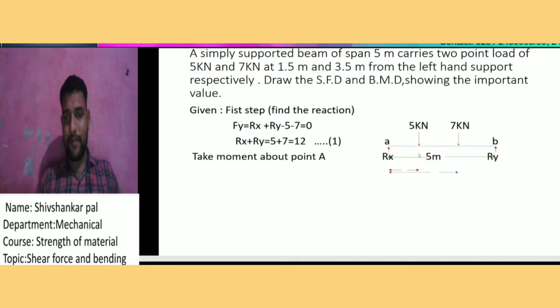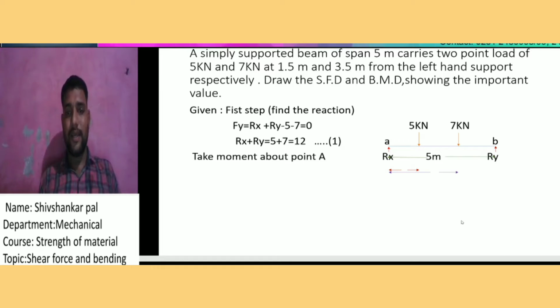That is our beam. The length of the beam is 5 meters, and it carries two point loads, 5 kilonewton and 7 kilonewton. The second statement says that the two point loads, 5 kilonewton and 7 kilonewton, act at 1.5 meters and 3.5 meters from the left hand support.